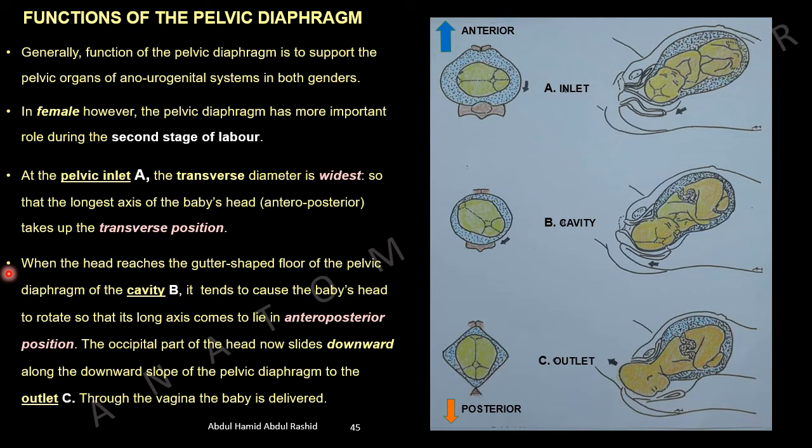So when the head of the baby reaches the gutter-shaped floor of the pelvic diaphragm of the cavity, that is B, you can see there, it tends to cause the baby's head to rotate so that its long axis comes to lie in anteroposterior position. As you come down, it rotates slowly so that when it comes to the outlet, it is now in anteroposterior position, through which the baby will come out and deliver through the vagina.